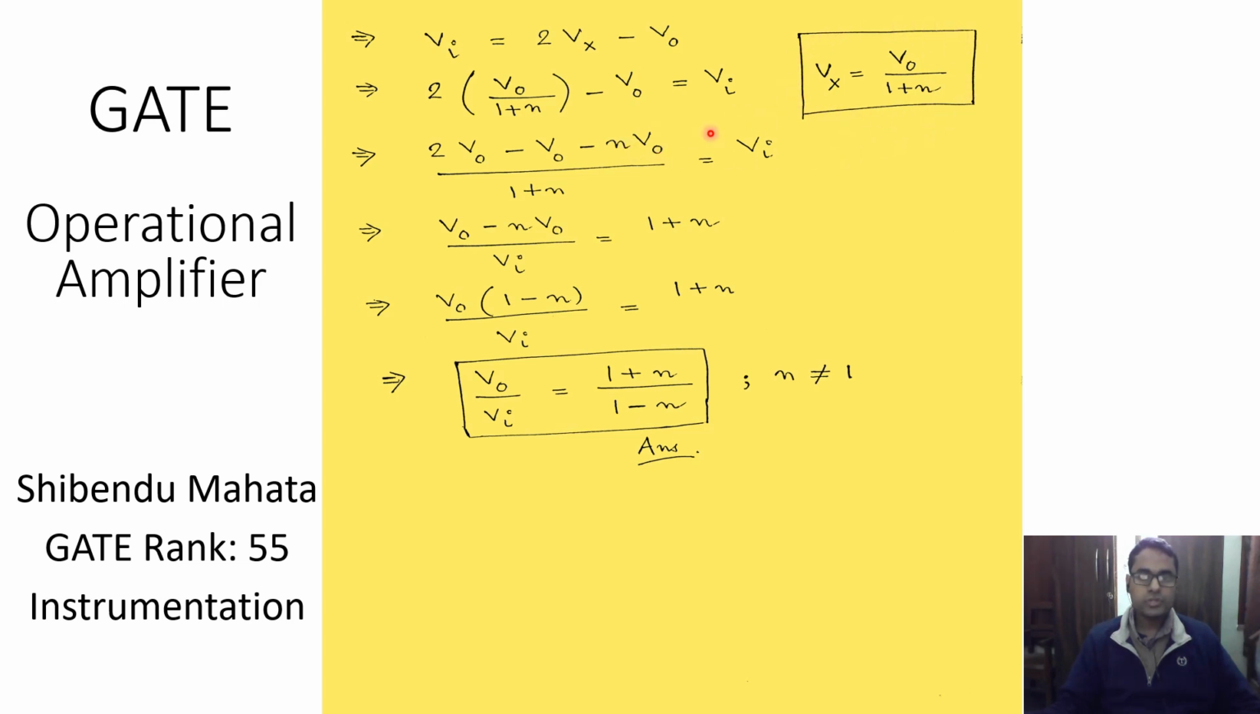Once we substitute it over here, we obtain 2 times V0 by 1 plus N minus V0 is equal to Vi, and we proceed with this little algebra and find that V0 by Vi is equal to 1 plus N by 1 minus N, subject to the condition that N is not equal to 1.